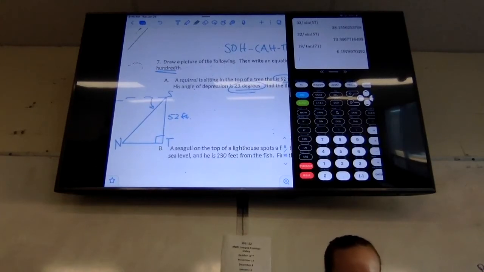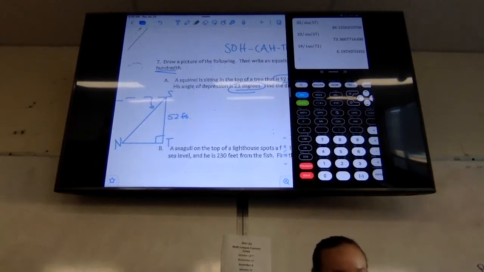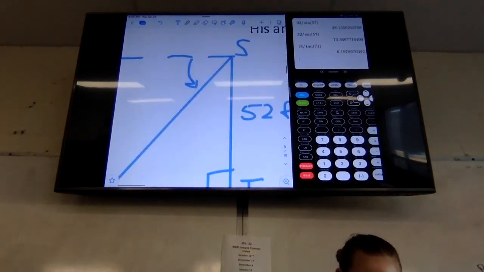It is never the angle between the tree and the line of sight. It's always from flat where the squirrel is and then looking down. That angle is 23 degrees.